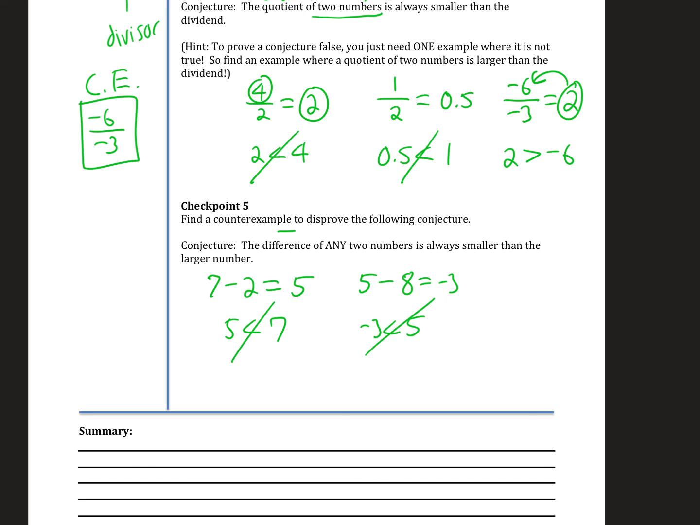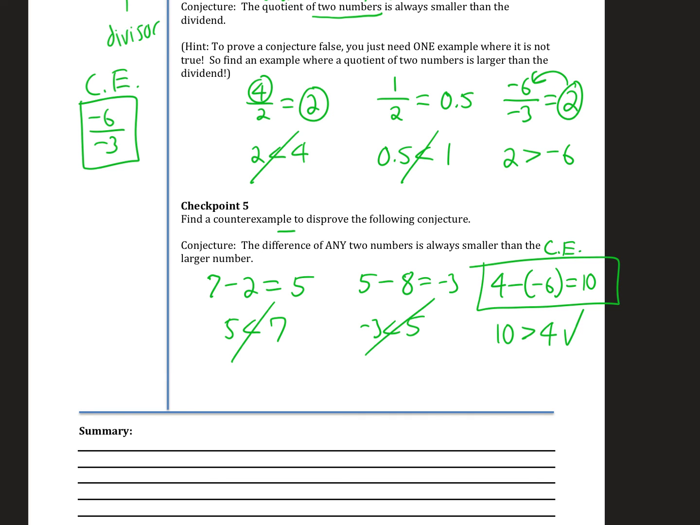Okay, what if we subtract a negative? What if we do 4 minus -6? What does that equal? Well, that's equal to 10. Is 10 bigger than the bigger number, which is 4? It is. So our counterexample would be this, because it's an example that proves the conjecture false.